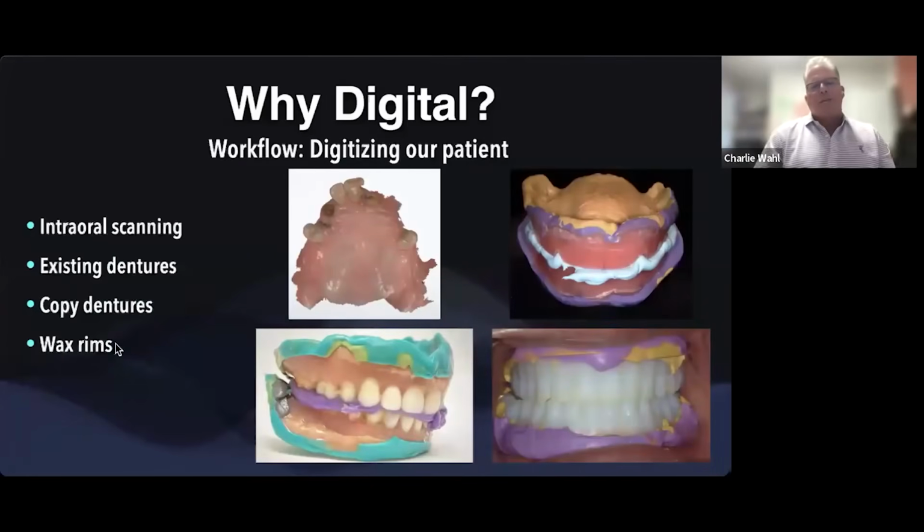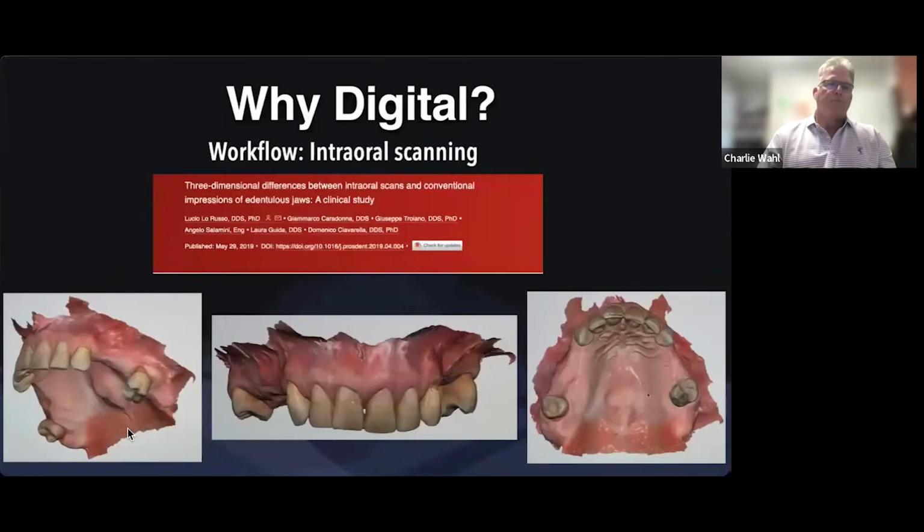So ultimately, if we're in the digital world, we have to take this analog patient in our chair and try to get them on our computer screen. And there's really four ways to do that in removable. So we can intraoral scan our patients, whether they have full teeth, partial teeth, totally edentulous, it all works. We can use their existing dentures. We can make a copy of their existing dentures, or we can make some wax rims. Those are all applicable ways to learn how to take our analog patient and put them into the digital realm.